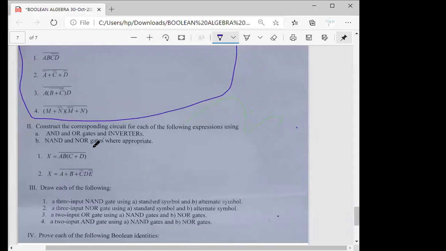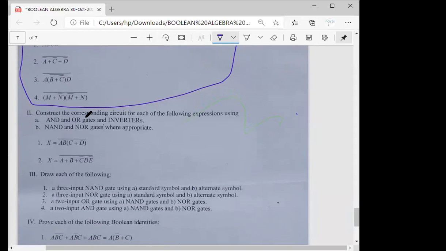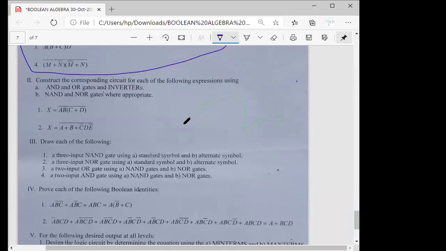All right. The question continues. Construct the corresponding circuit for each of the following expressions using AND and OR gates and inverters. Inverters are not gates. Then we have what we call NAND gates, NOR gates, where appropriate. The NAND gate is the not AND gate.